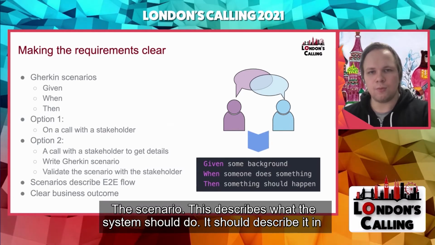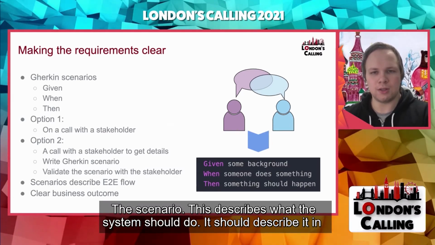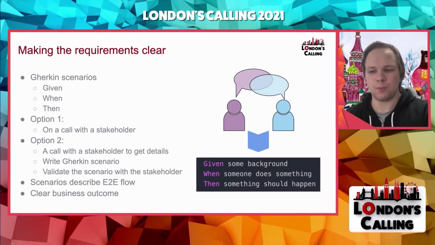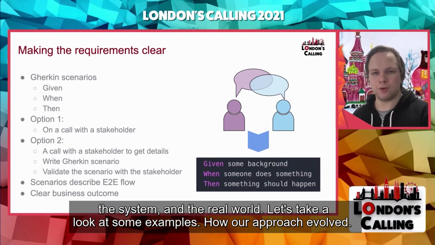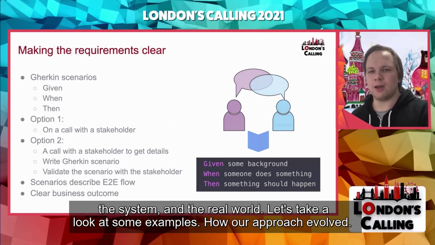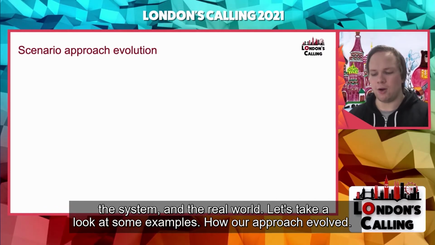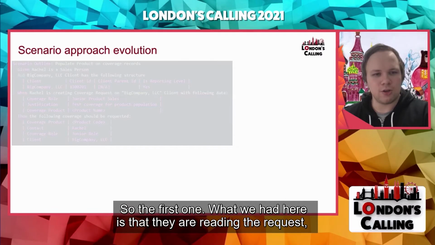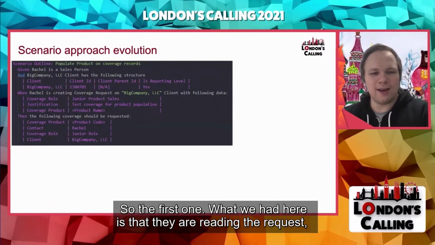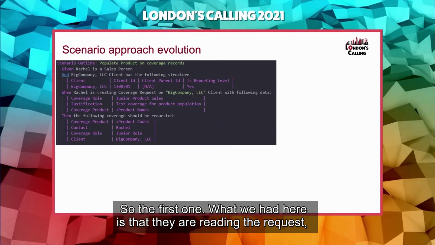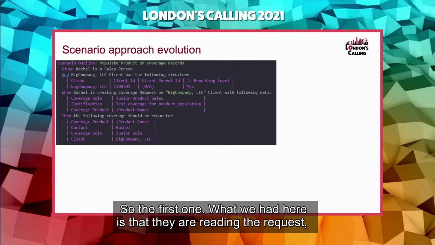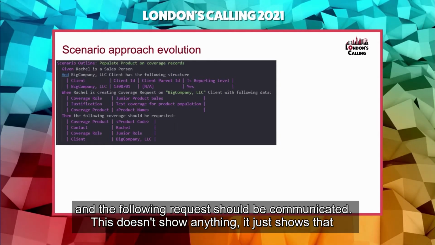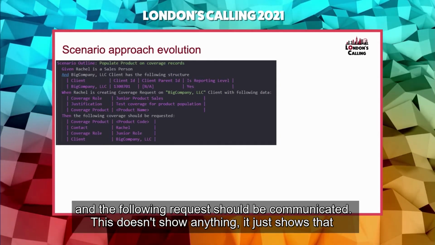The scenario describes what the system should do, though it should describe it in a manner of not describing the system, but the real world. So let's take a look at some examples, how our approach evolved. The first one is actually a pretty early one. What we had here is that Rachel is creating a coverage request, and then the following coverage request should be created. This is a bad pattern because it doesn't show any value.